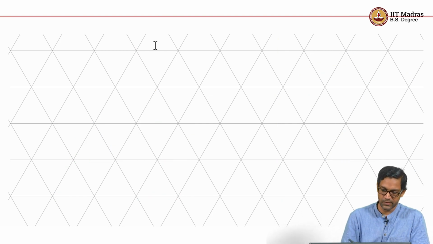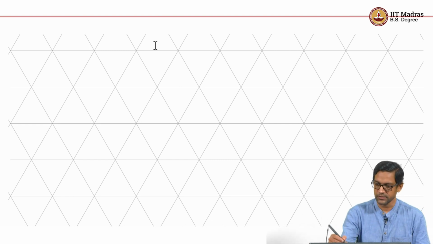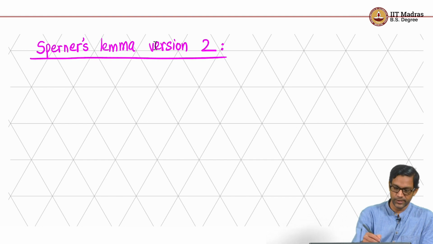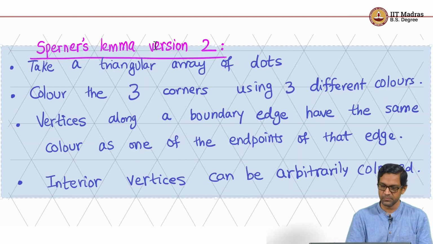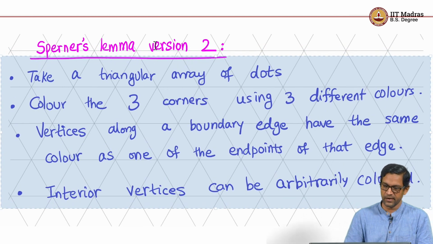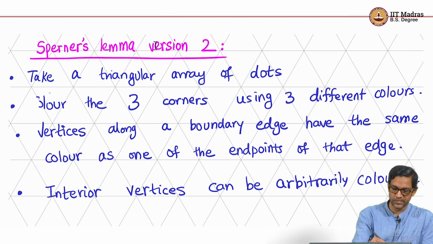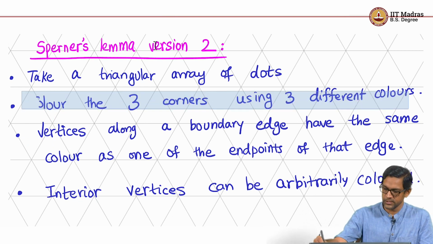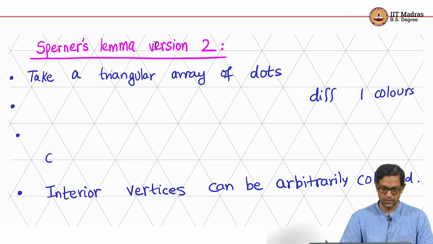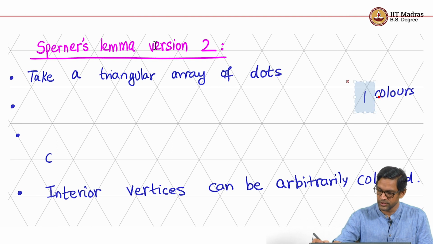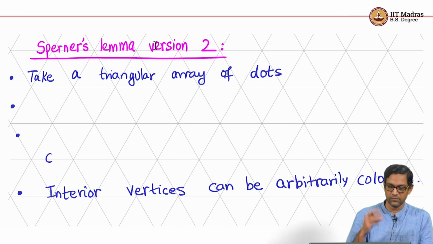So here is Sperner's lemma, if you wish, in a slightly more general format. So let us write this out. So let us call this Sperner's lemma version 2. So let us first recall what the original Sperner's lemma looked like. It said take an array of dots, color the three corners using three different colors, vertices along a boundary should have the same color as one of the endpoints, and so on. Instead, let me just delete these two intervening points, we do not need them anymore. Instead, we will just say color the boundary however you wish, subject only to the condition that there are an odd number of red blue segments.